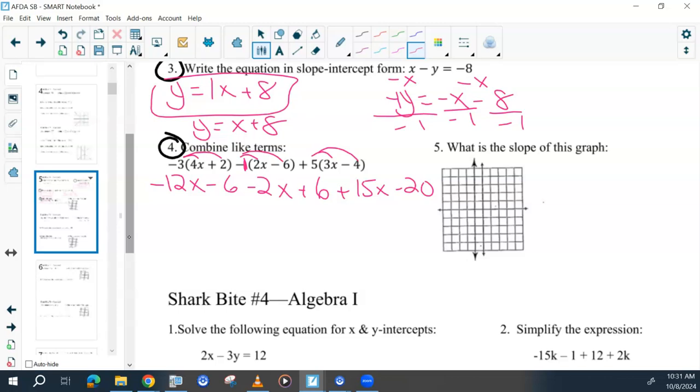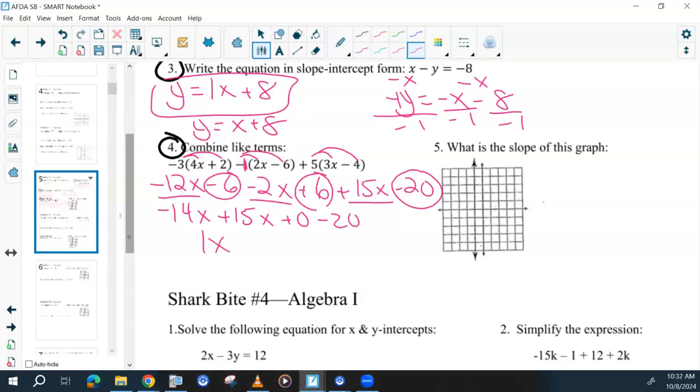Then anything that looks the same, so anything with an x I can combine, and anything that doesn't have an x I could combine. So you can do that all at the same time, one at a time, that's up to you. Negative 12 minus 2 is negative 14. Well, I'll do that part first. Negative 6 plus 6 is 0. And then negative 14 plus 15 is just 1x, or just x, and 0 minus 20 is negative 20. So that should be our final simplified answer. Questions on that?